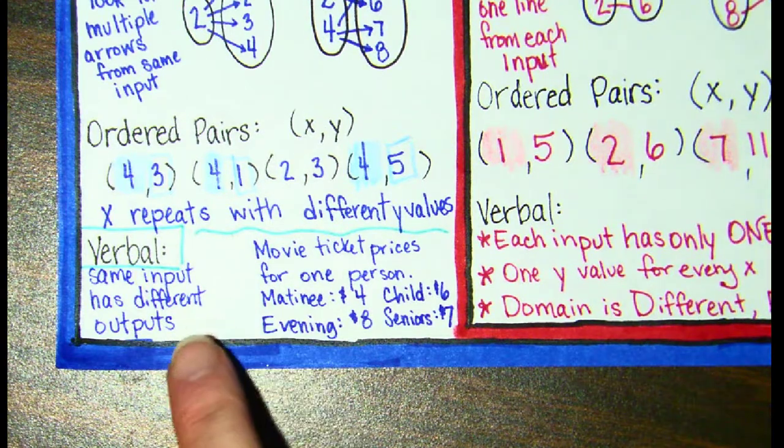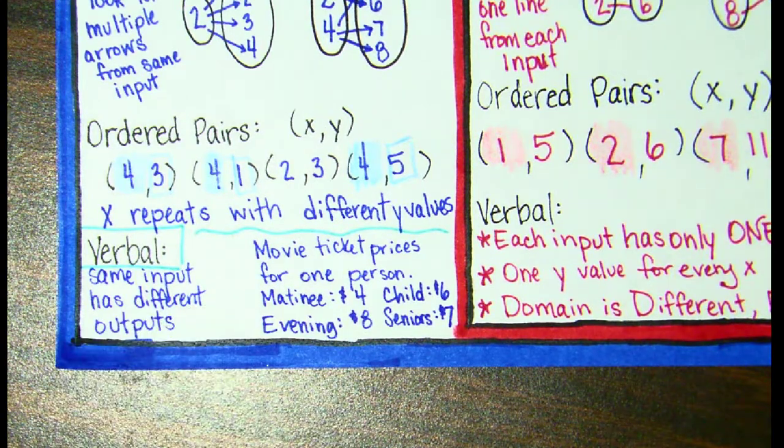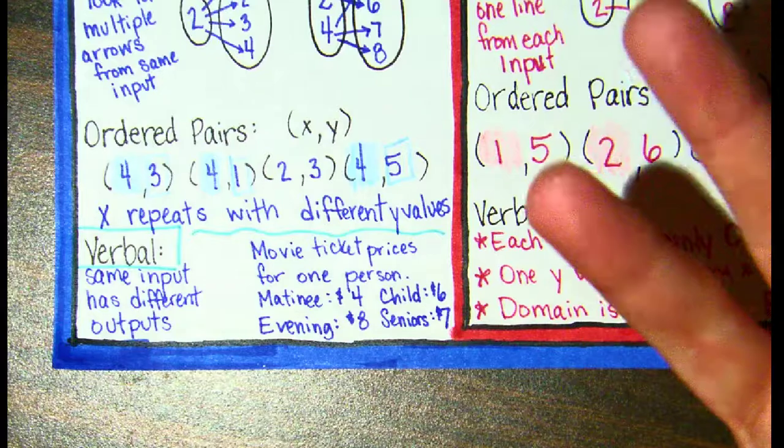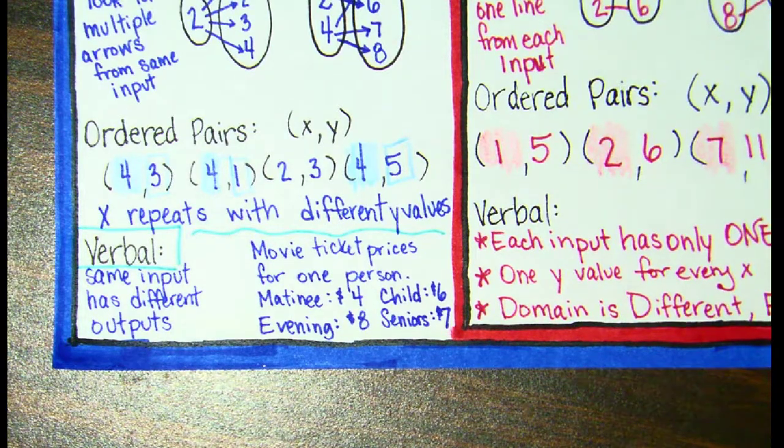For a verbal description, you could have a same input that has different outputs. For example, movie ticket prices for one person. If they go during the day for a matinee, that could be a charge of $4. If they go in the evening, it could be $8. If they are a child, it could be $6. If they are a senior, it could be $7. So different possibilities, different costs for one person.